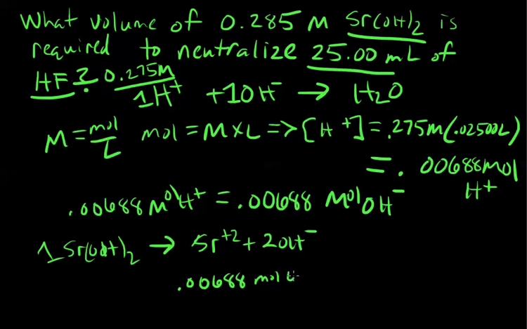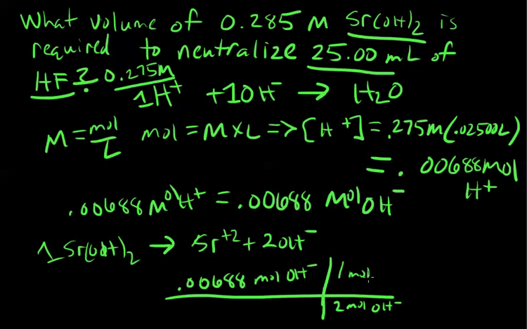So 0.00688 moles of hydroxide, and then we know for every 2 moles of hydroxide, we have 1 mole of strontium hydroxide. So the moles of strontium hydroxide is going to be half of 0.00688. So we have 0.00344 moles of strontium hydroxide.